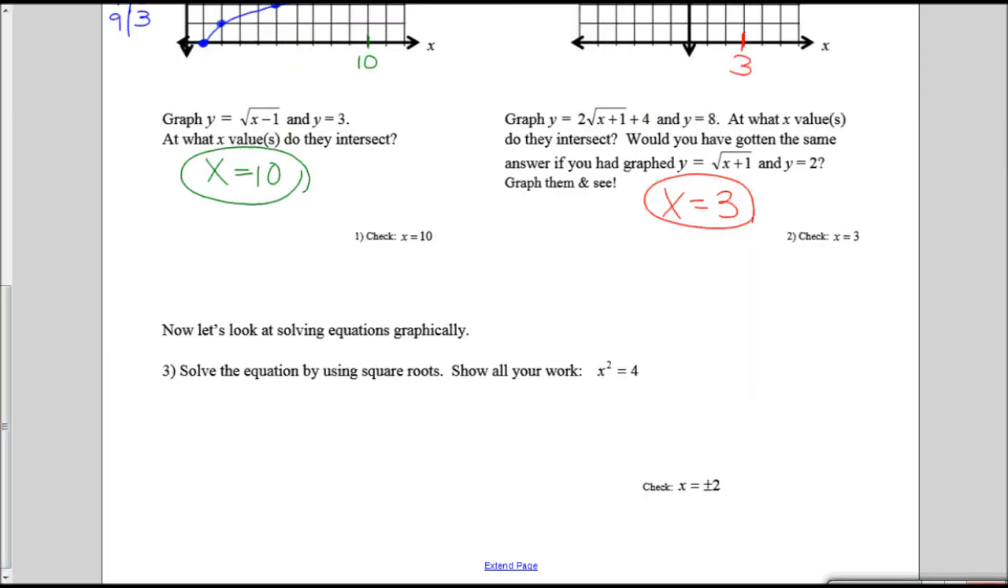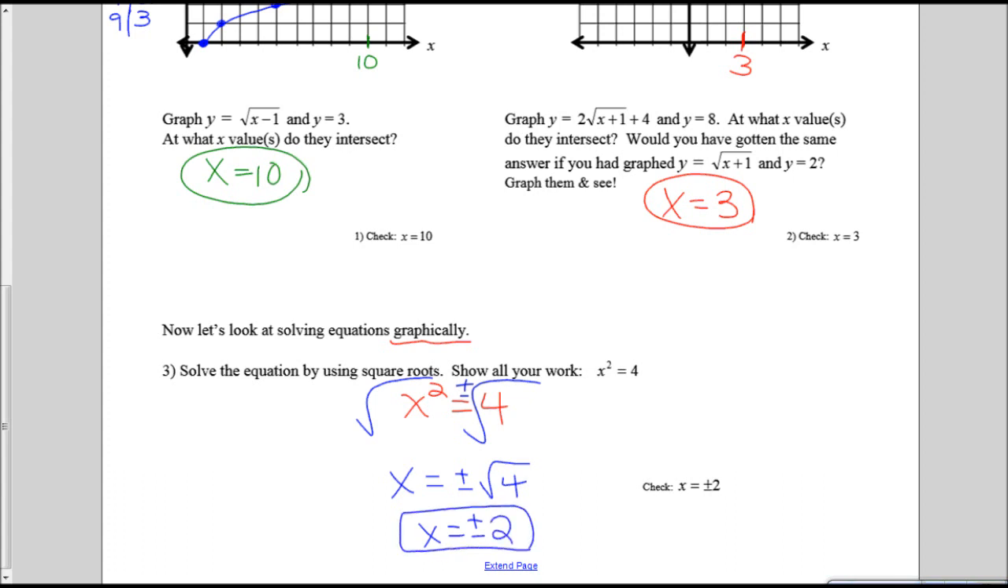Now we're going to go back to solving an equation algebraically. It says solve the equation by using square roots. Show all your work. If we had this equation, x squared equals 4, and we wanted to solve it, to get rid of the squared, I can take the square root of both sides. If I square root both sides, I have to put a plus or minus, because it could have been either a positive or a negative square root of 4. And since the square root of 4 is 2, I have two solutions. x could be positive 2 or negative 2. The fact that these are solutions means if I plug them into the original equation, they're both going to work. So let's turn the page.